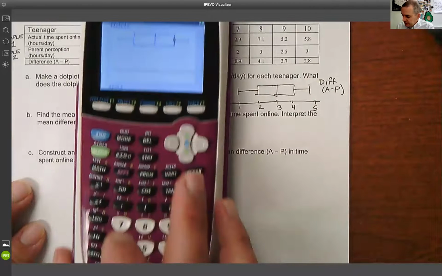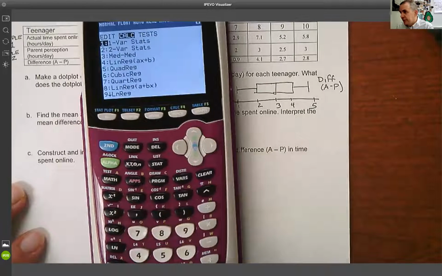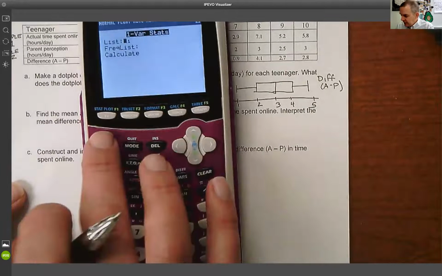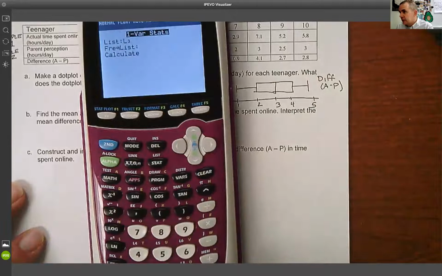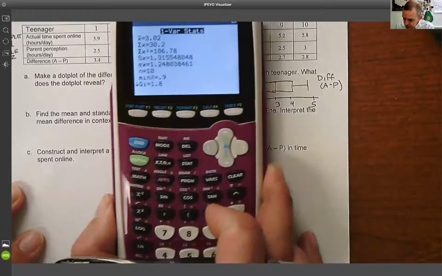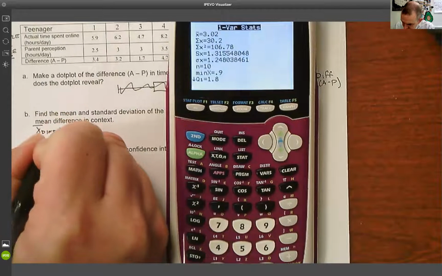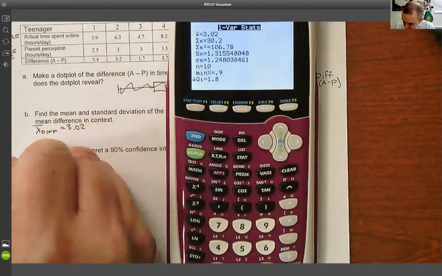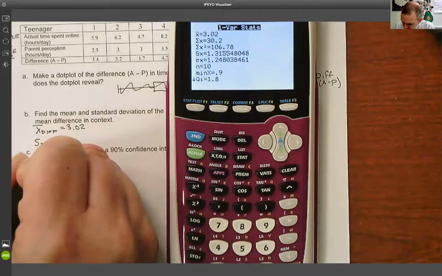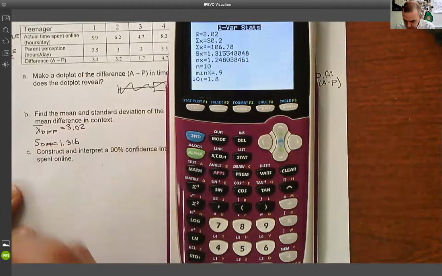Okay, now it says find the mean and standard deviation. So what I'm going to do is stat, calc, 1-Var Stats, but I'm going to run it on column 3. And what I'm going to find out here is that the mean, x bar diff, is 3.02. The standard deviation of the difference is equal to 1.316.